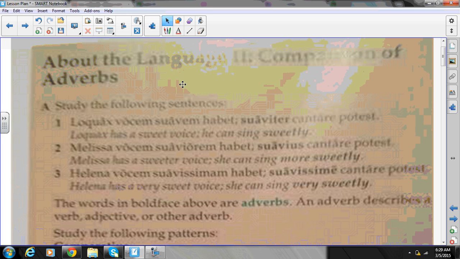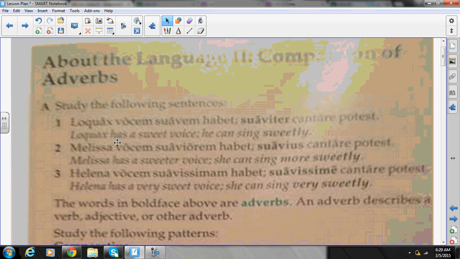This will be a short video over adverbs. This information is available on pages 51 and 52 of your textbook to go along with your other assignment. As we look at A, we see a couple of sentences here, three of them. Each of them have an adverb in them.